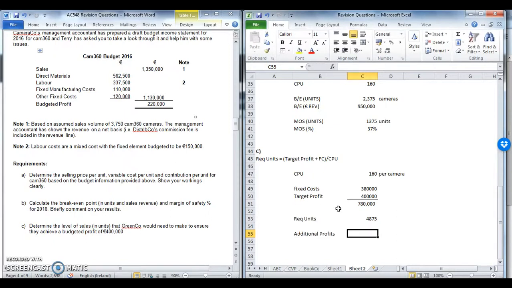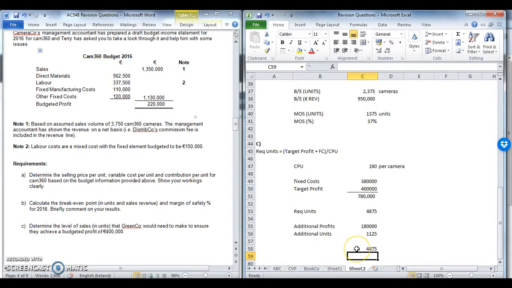So I need to make additional profits over and above the base of 400 minus 220. So I need to make additional profits over this of 180. Therefore, I need to sell additional units of 180 over 160, which is 1125. So if you add the 1125 to 3750, you come to the same answer. You can look at it either way. Whichever way you're more comfortable with, it's totally acceptable as long as you show your logic.